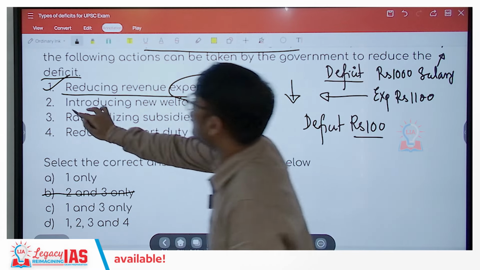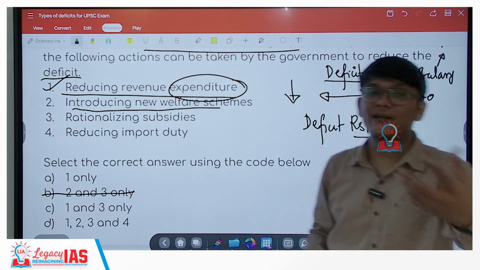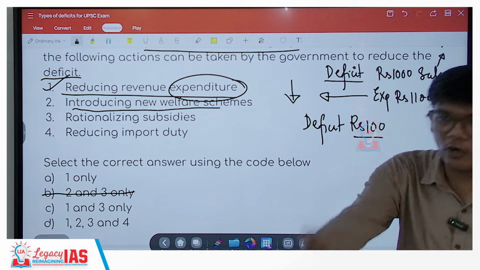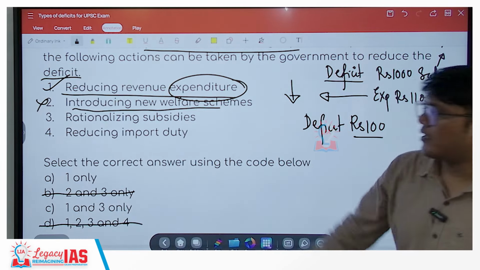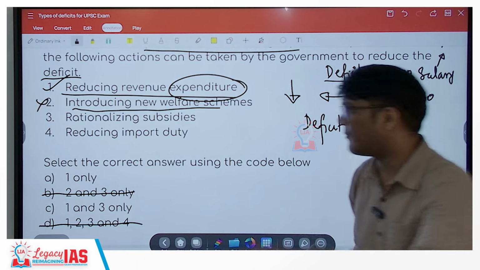Second, introducing new welfare scheme. Now, if you introduce a new welfare scheme, you would be required to spend more money. So this statement would be wrong. Hence, this option would be eliminated. You are left with only two options now. Let us see statement 3.